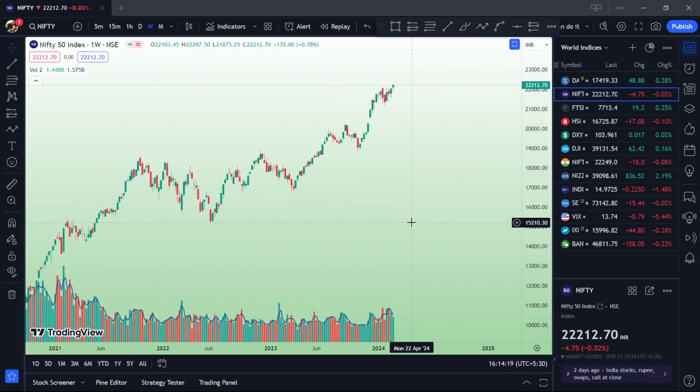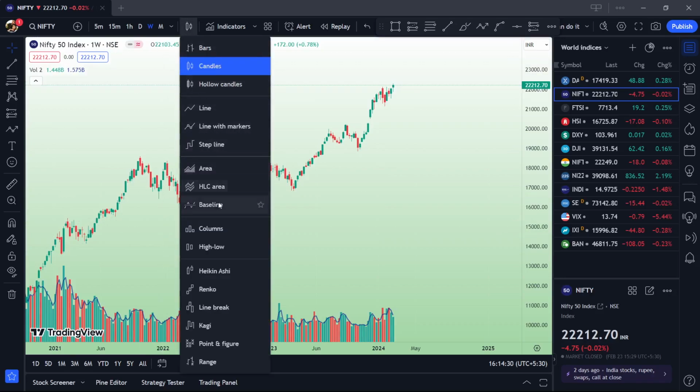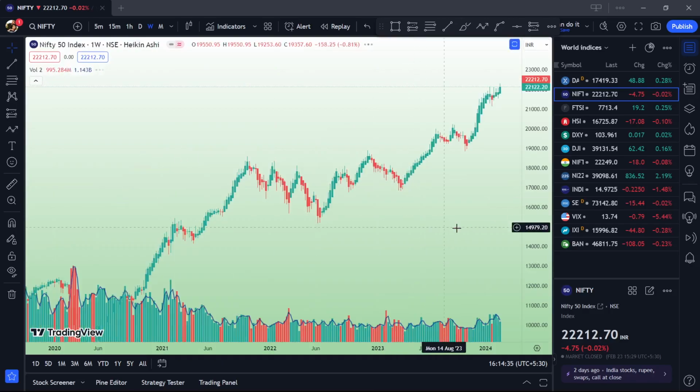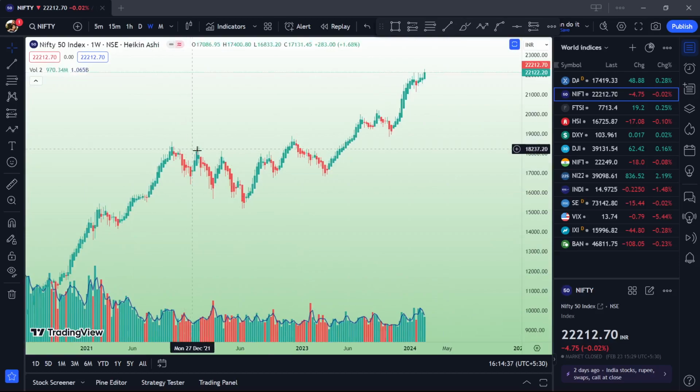Okay, before I mark the levels, let me just show you the pattern, because some of you must be confused, seeing this, that how can I say this is an Elliott wave pattern. So what I'm going to do is change my candle to Heikin-Ashi. Okay, so what I can see here is this has been a retracement phase, right? This red phase cannot be counted as a higher low, okay, because it's very small. See, we don't count these minor things.